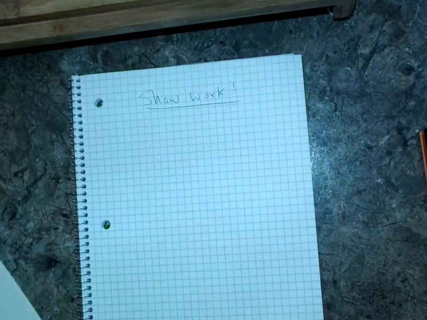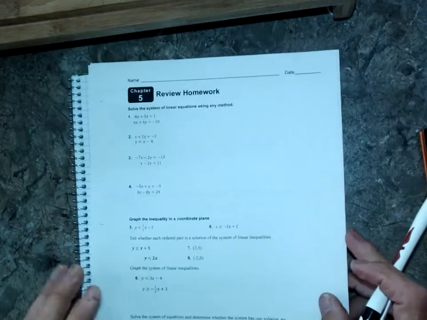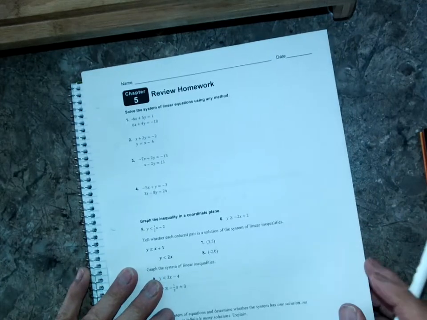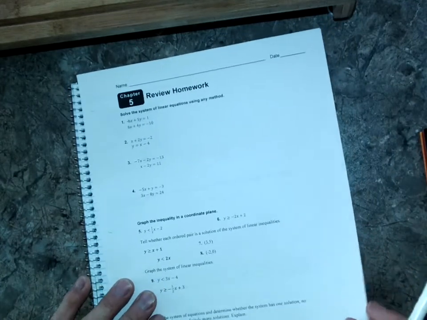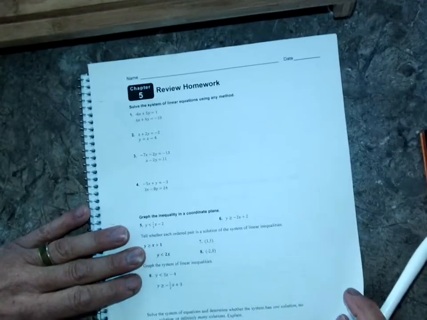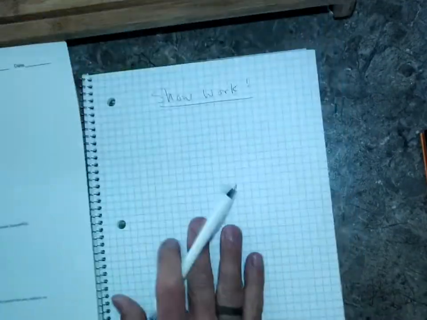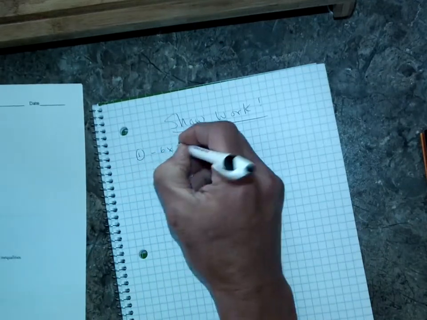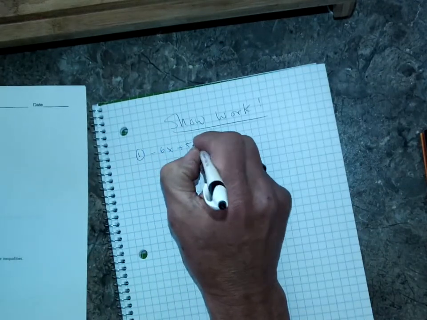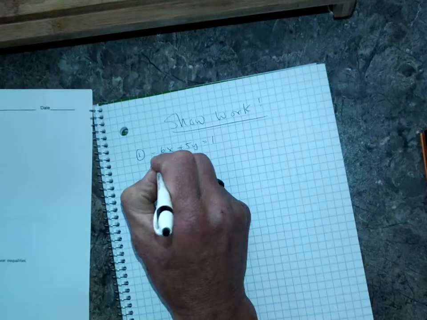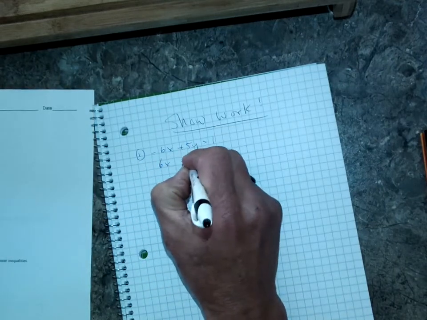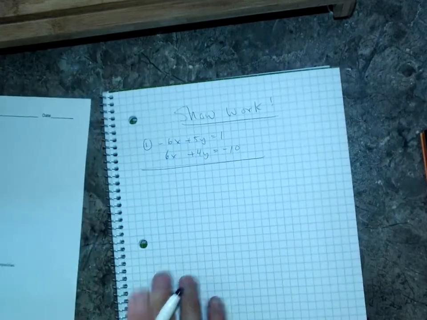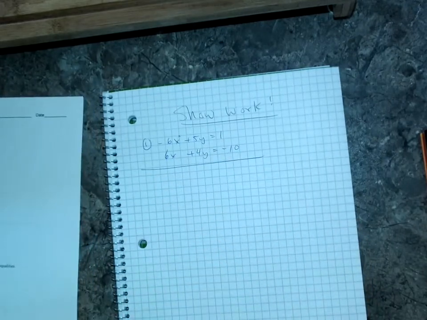So real quick, here's what Chapter 5 looked like, okay? Here's my chapter review, and I have problem number one. I'm just going to use the addition or elimination method, so I don't know if I have room for this, so I'm going to do it on a separate paper. So number one, it looks like this. I have negative 6x plus 5y equals 1, and positive 6x plus 4y equals negative 10. I like this problem. It's super easy because the x's are going to cancel.